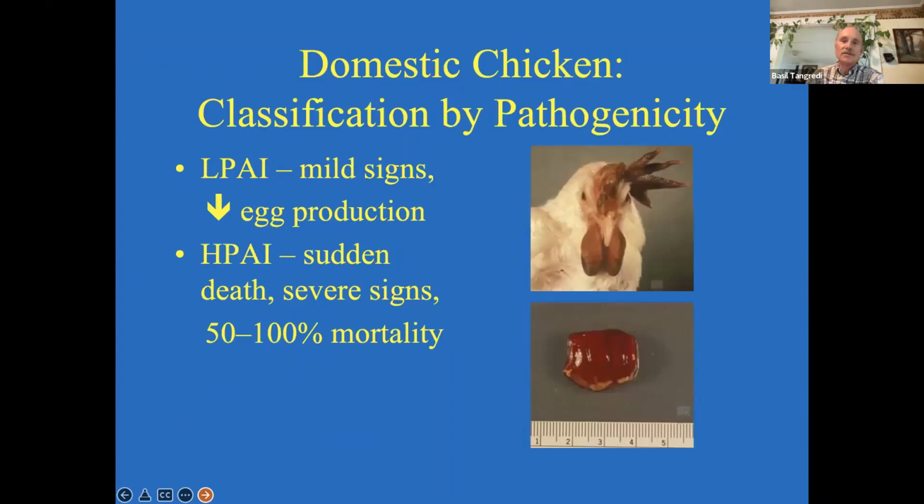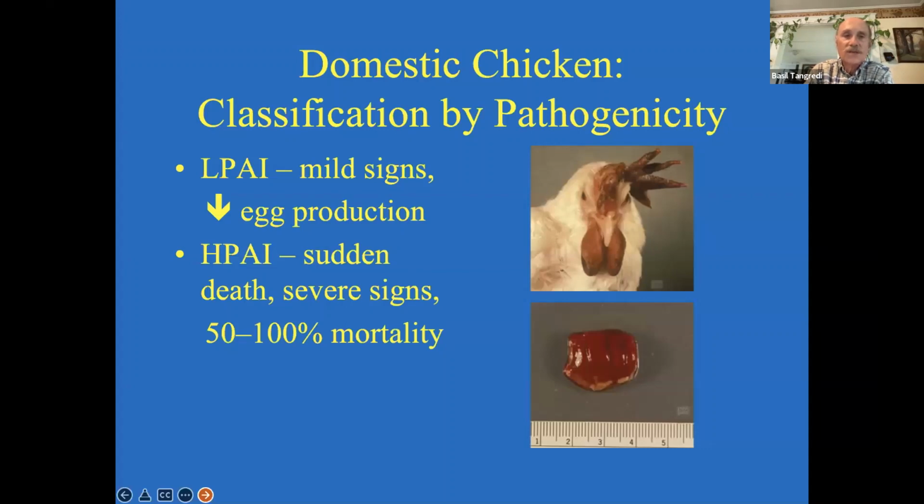Okay, now domestic chickens. So they classify these viruses not only by H and N, but also whether they're low pathogenic avian influenza, LPAI, or high pathogenic avian influenza, HPAI. The low pathogenic is the vast majority, and these are mild signs. In wild birds, there are no signs. But with domestic chickens, domestic birds, very mild signs. Usually it's just a decrease in egg production. And then that bounces back up once the bird's immunity rids itself of the virus. The high pathogenic, that's a different story.